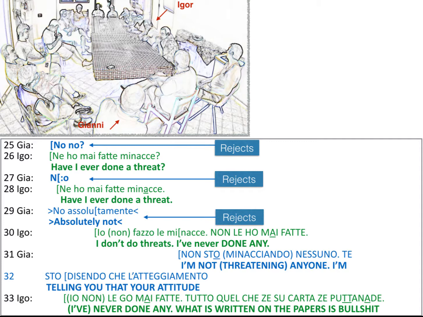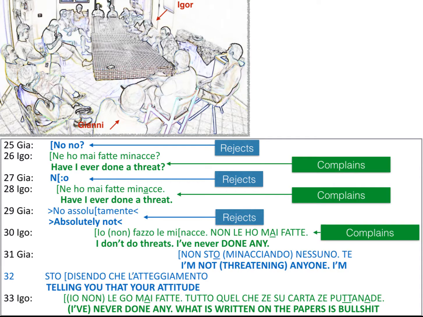And what does the staff member do? I'm telling you that your attitude. So he's trying to stick with his own project. So we have both people trying to advance their own project without mediation or acknowledgement of the other person's point of view. And there you go.